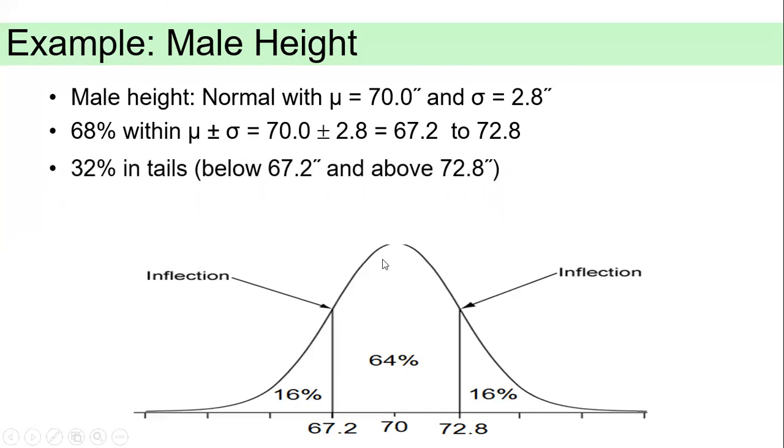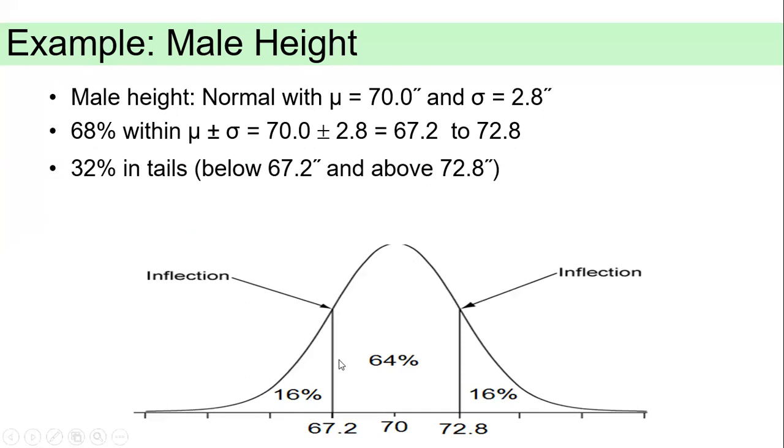Since this is perfectly symmetrical and the total probability under this curve is 100%, then 100 minus 68. Please note, this should be 68%. Thank you. That's why if you have 100 minus 68, that is in fact 32%.